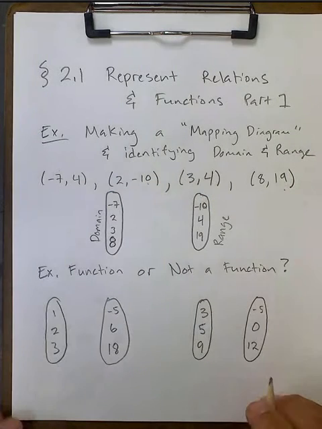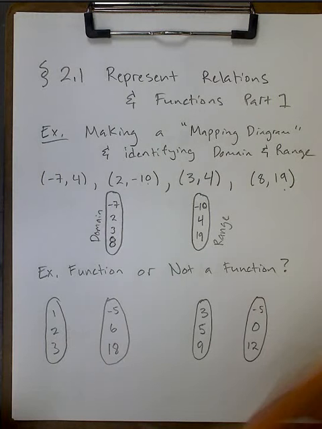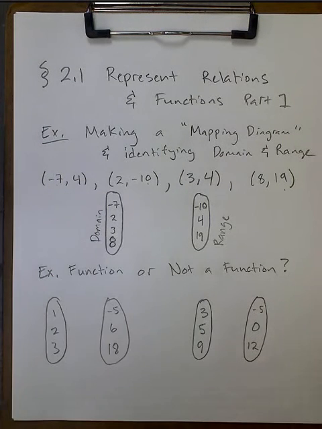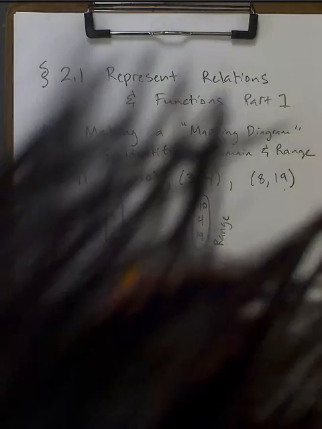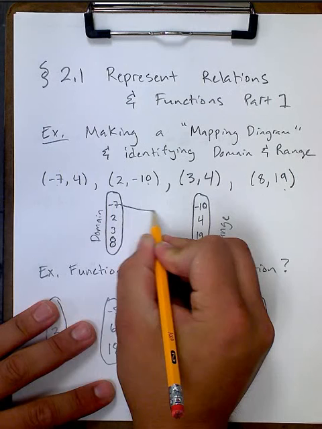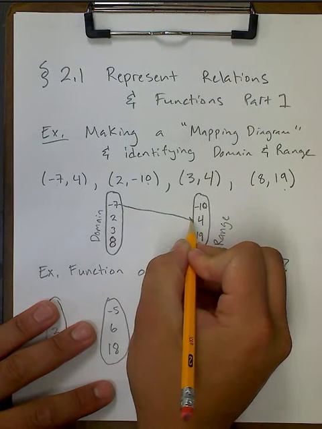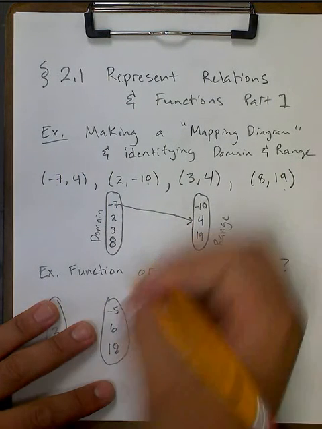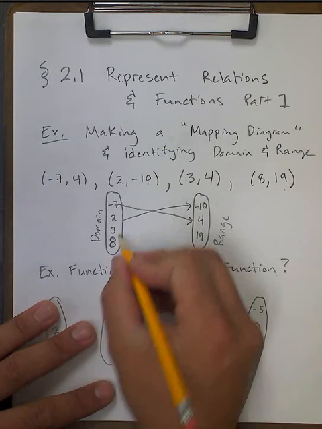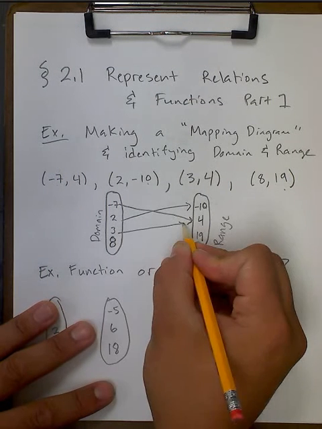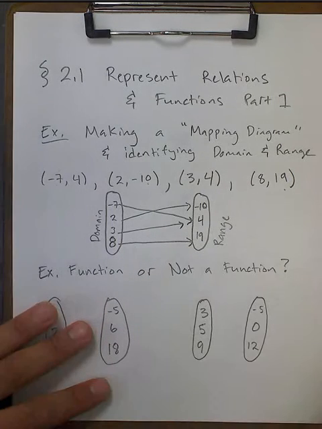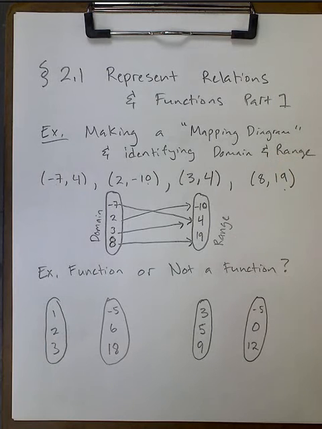And then to create a mapping diagram, you need to map the first coordinate to the second coordinate of each of the ordered pairs. So -7 maps to 4, 2 maps to -10, 3 also maps to 4, and 8 maps to 19. Okay, and that's how you create a mapping diagram given ordered pairs.